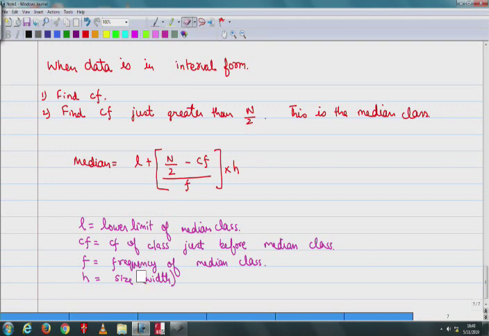And h indicates the size or width of the median class. And n by 2, we know, is half of the total frequency. So note down this formula, this is a very important one, then we will do the question.